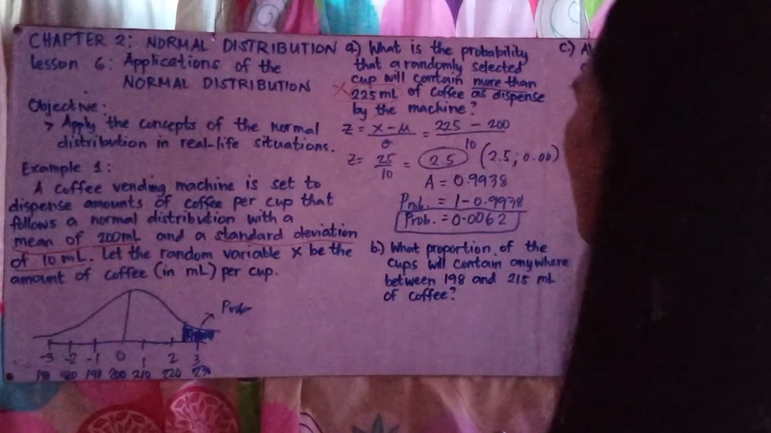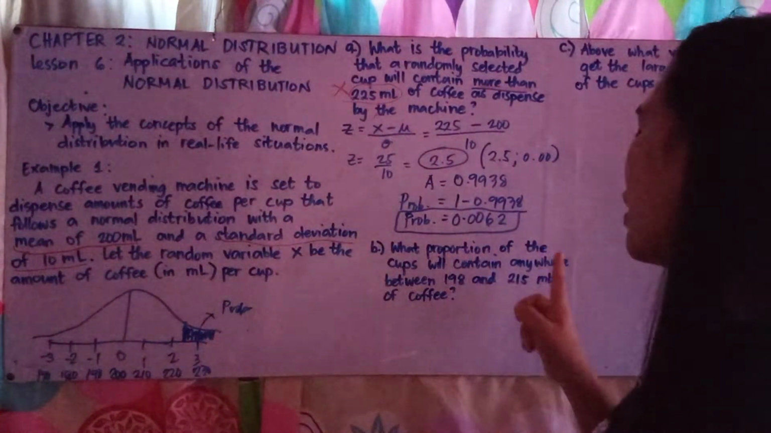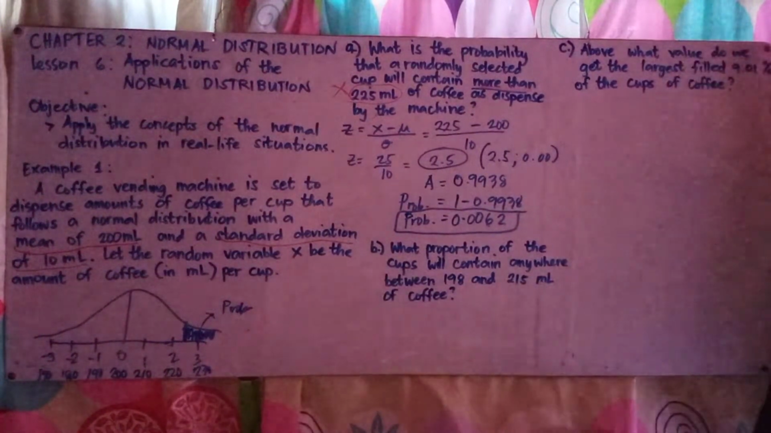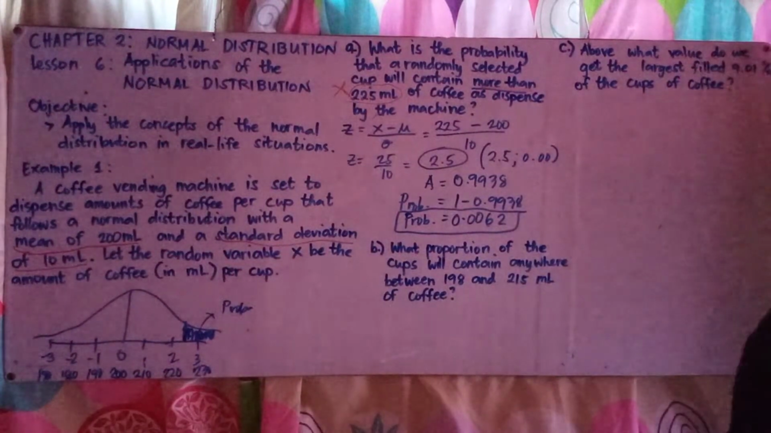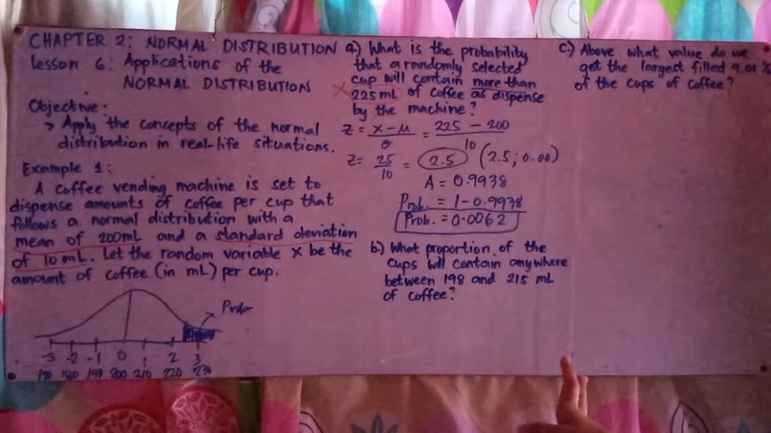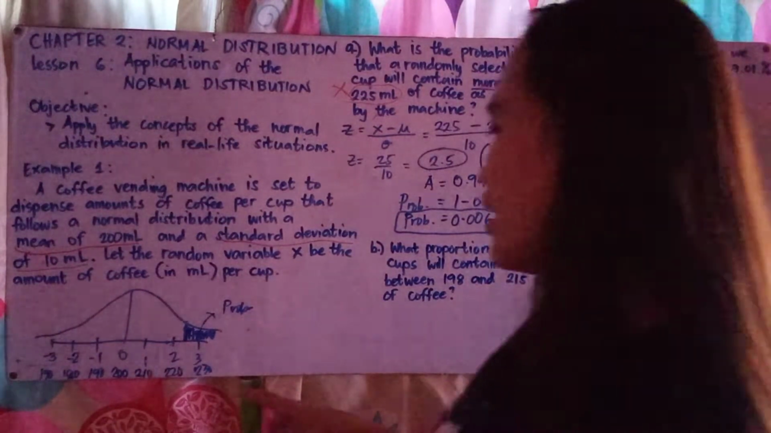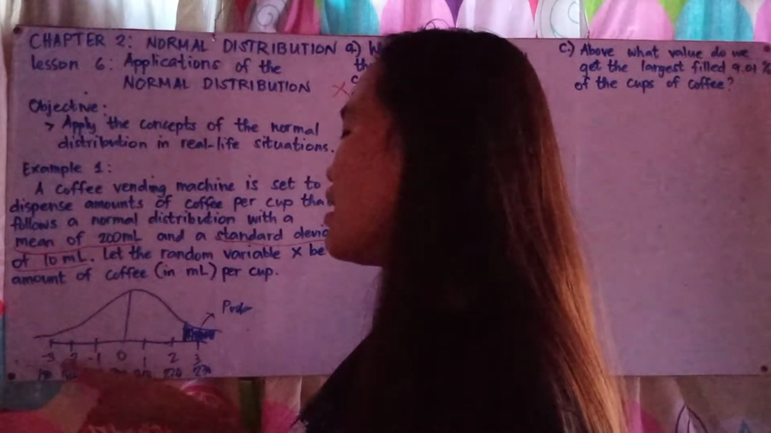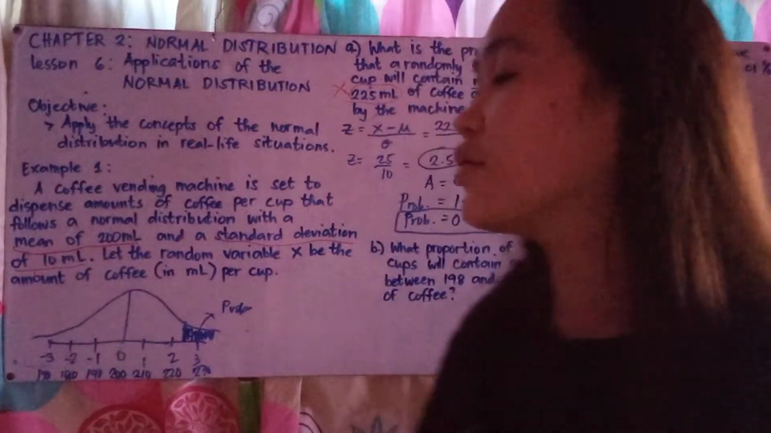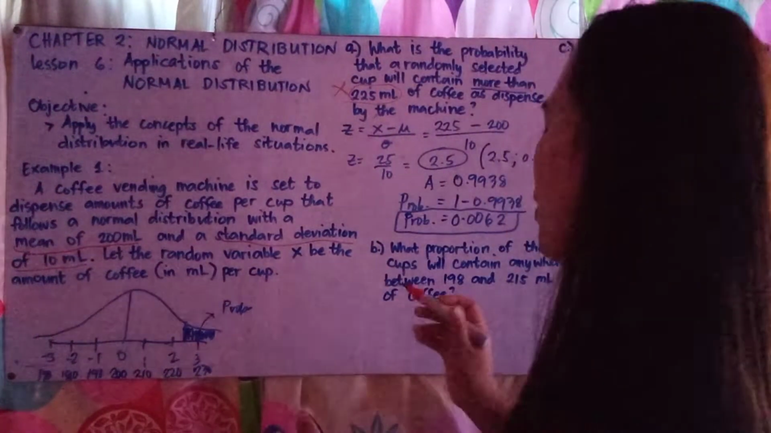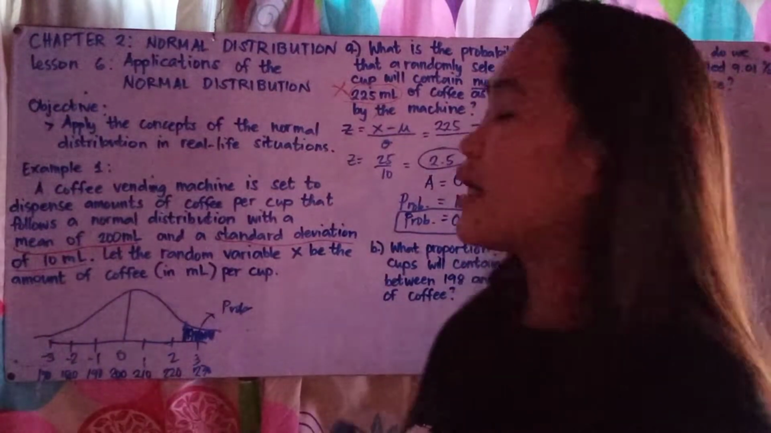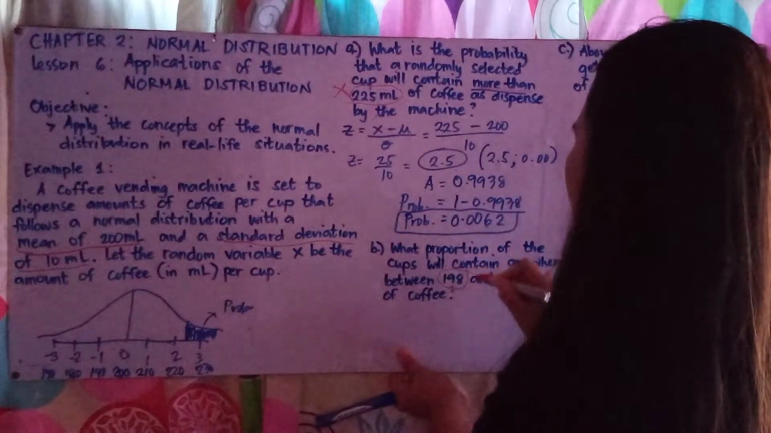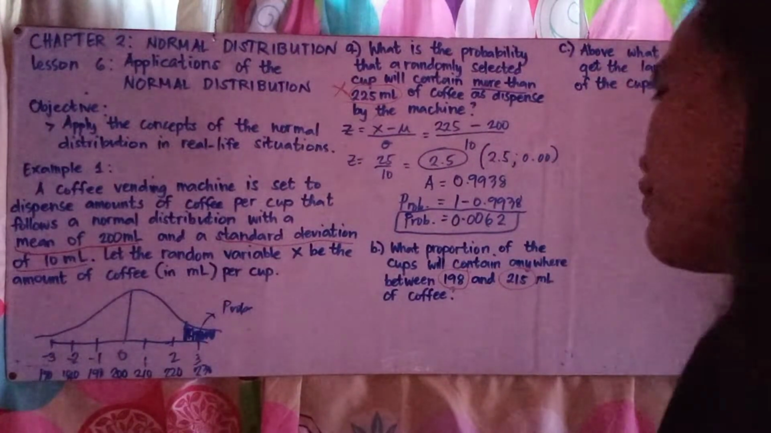Next, letter B. What proportion of the cups will contain anywhere between 198 and 215 ml of coffee? In letter B, the question is between 198 and 215. Since 198 does not fall exactly on a z-score on the standard curve, we use the formula for z. We will solve 198 and 215 one by one.